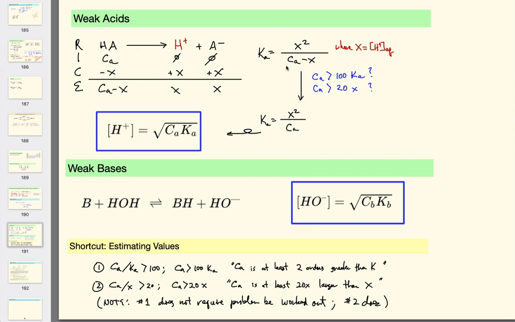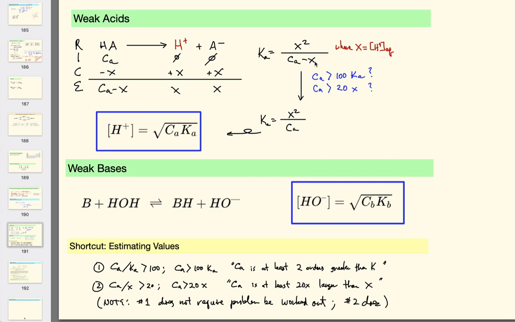And then your starting concentration is going to be Ca minus X. Okay, I'm going to give you criteria for which you can use the shortcut. We've discussed these before, but I will go over them. We're going to assume right now that the initial concentration is much, much, much greater than Ka, or much greater than the hydrogen ion concentration. What that means is this is very large compared to that.